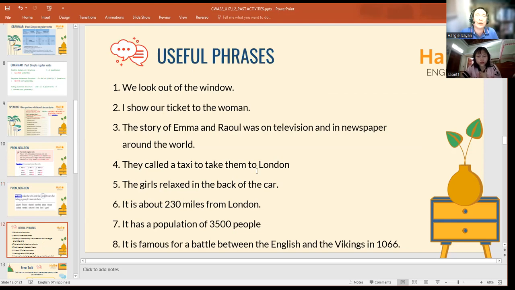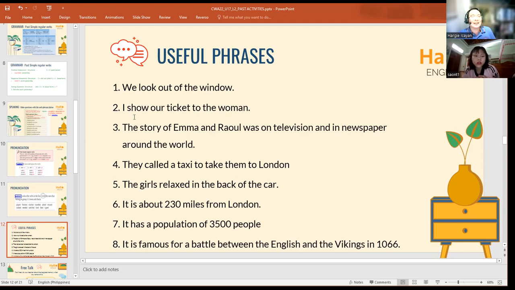Okay, now moving on. We have some useful phrases in here. For example, when you say, we looked out of the window, what does it mean? I think it's the same as when we stand in a house or a building, and the building has a window. We stand near the window and look out. That's correct. So anything that has a window, you can open it and then you can look out.